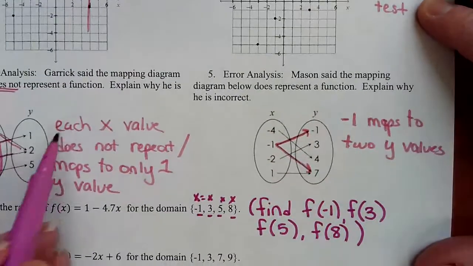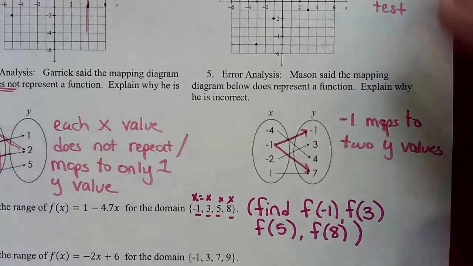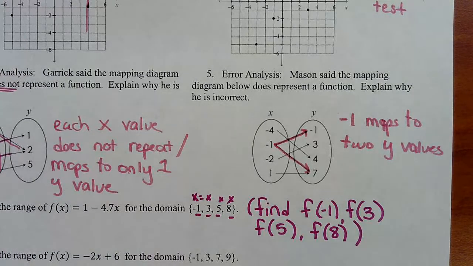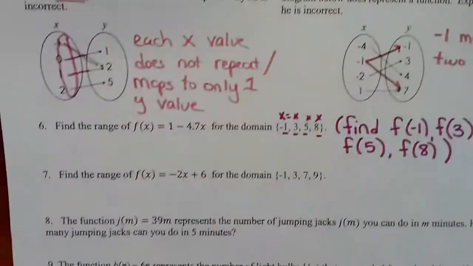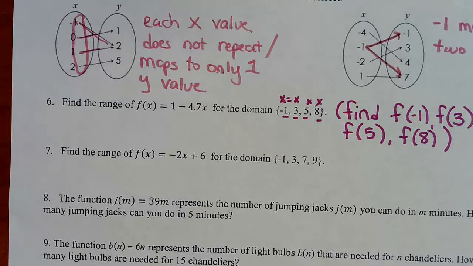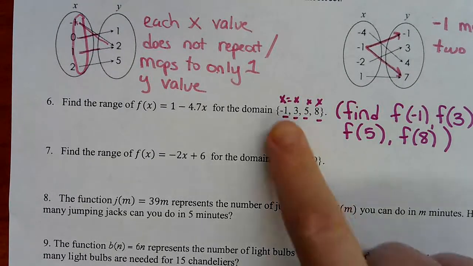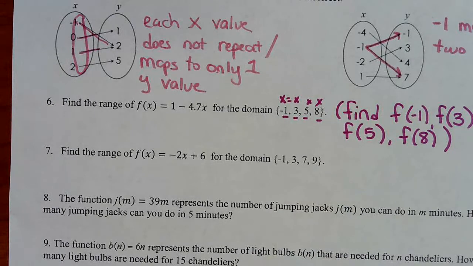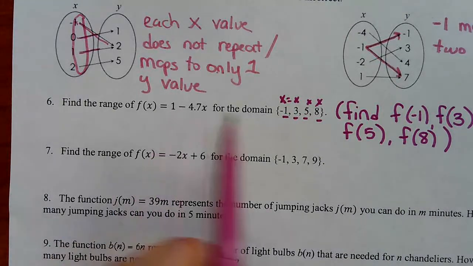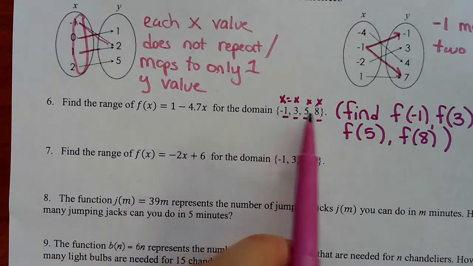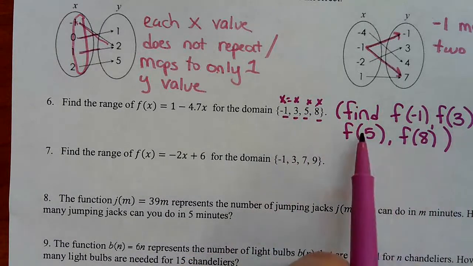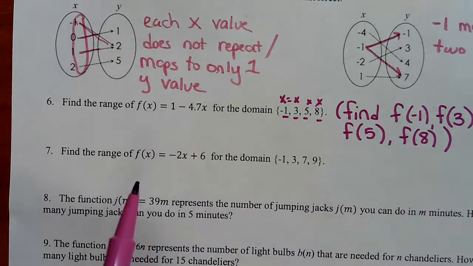So these ones should be almost like you should feel like you're in an English class. Number 6 and 7 ask you to find the range when you are given this as your domain. So the range is always your y's. So if you're given your x's, you're going to plug those in to find your y values. So here, basically what you're doing is you're plugging in a -1, a 3, a 5, an 8. And when you plug those in, it's going to give you your numbers, and then you just have to list them in order from smallest to largest.